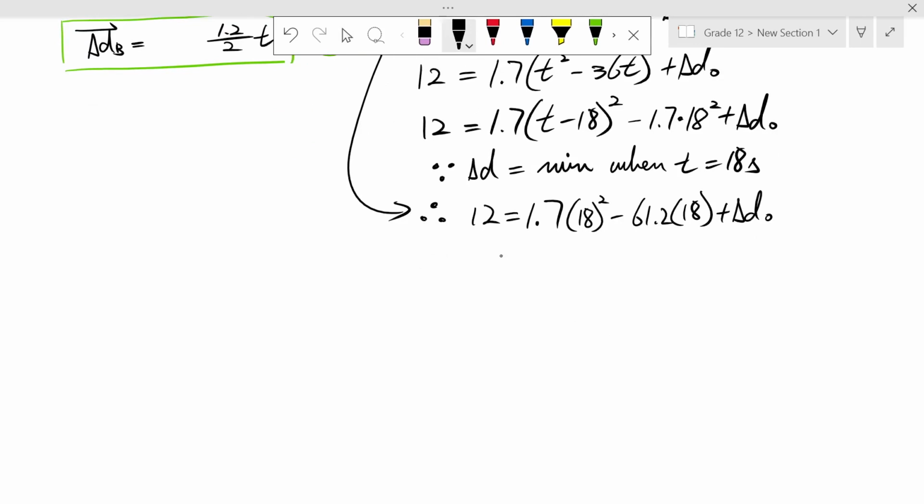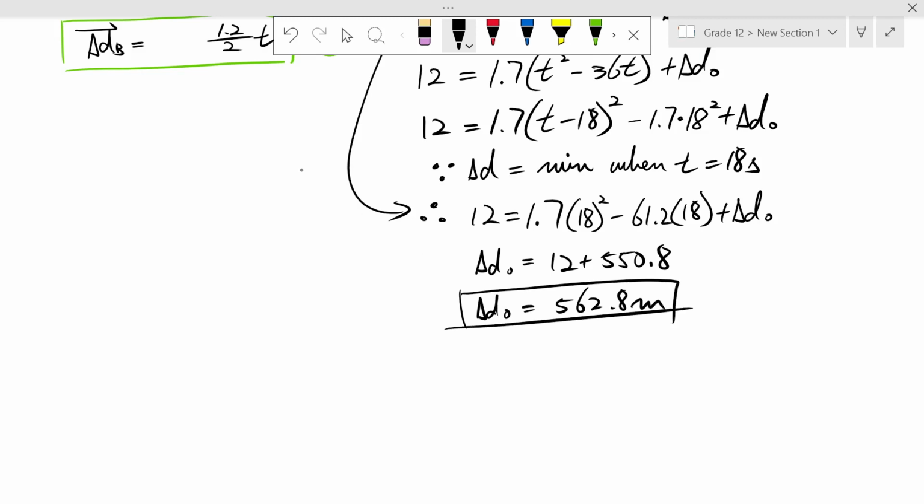Now, do the math again. I'm just going to take a look at my cheat sheet. I will somehow get delta d0 equals 12 plus 550.8. Delta d0 would be 562.8 meters. There you go, that's your answer.